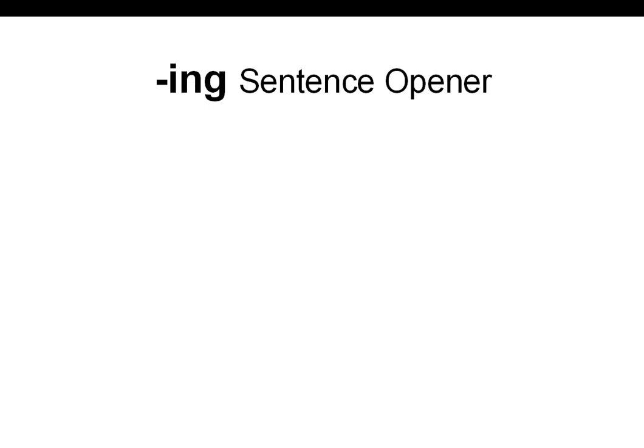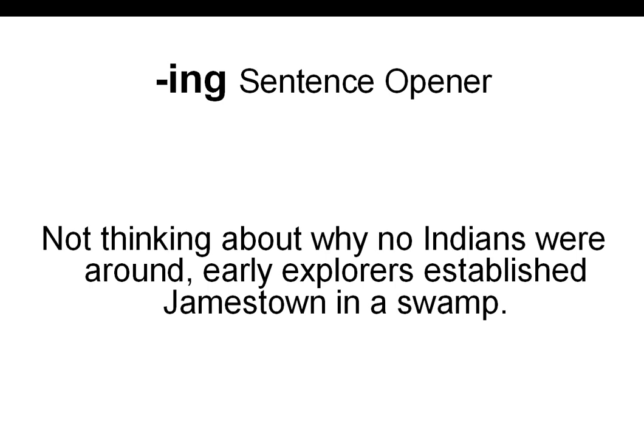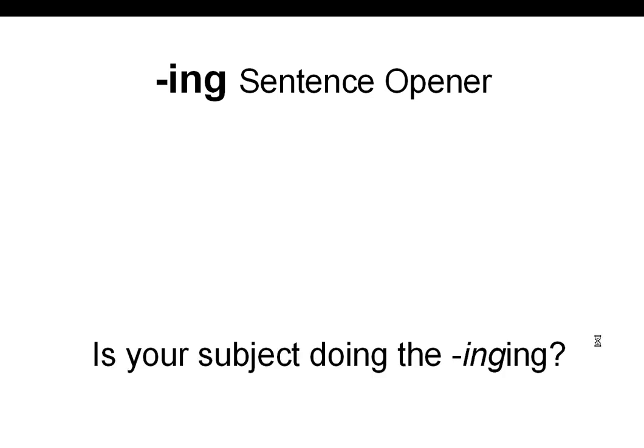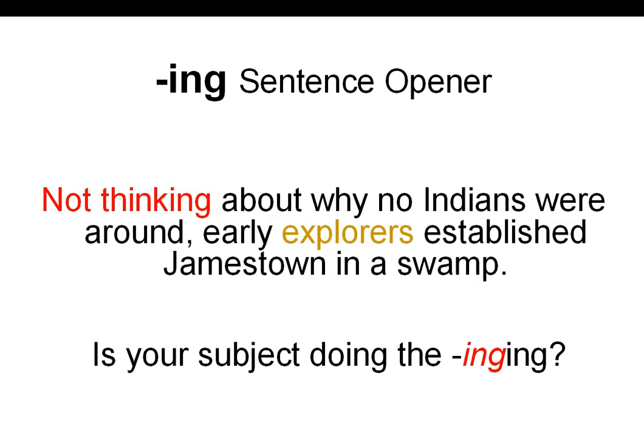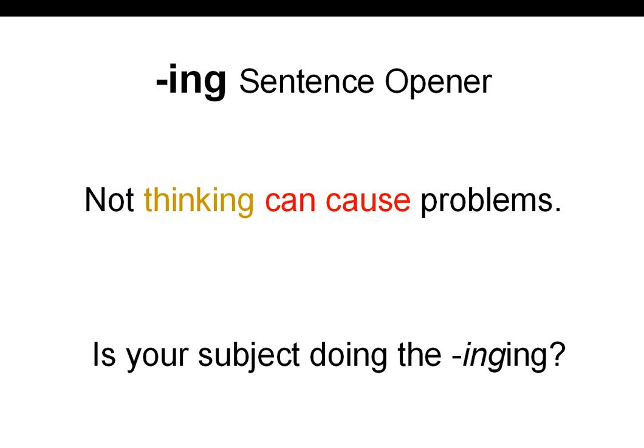What about an ing sentence opener? These ones can be a little bit more confusing. How about this? Not thinking about why no Indians were around, early explorers established Jamestown in a swamp. So the question is, is your subject doing the inging? Well, explorers is my subject, and they were the ones not thinking. So yes, my subject is doing the inging. That means this is a true ing sentence opener. Had I said, not thinking can cause problems, in this case, thinking is actually my subject, and it wouldn't be considered an ing sentence opener because I'm opening with my subject.